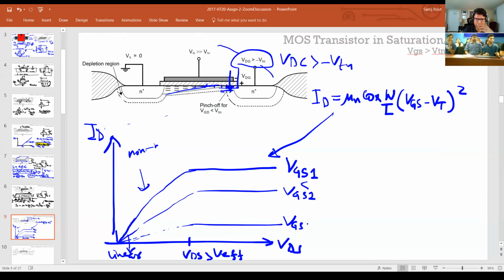Some VGSN, right? Now, this part of the curve, what do you think it looks like? Which ideal element does it look like? We did that last lecture.